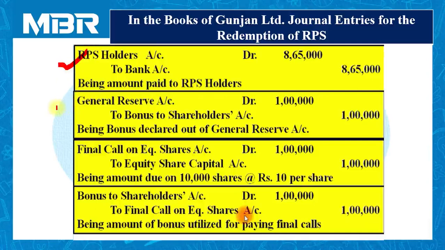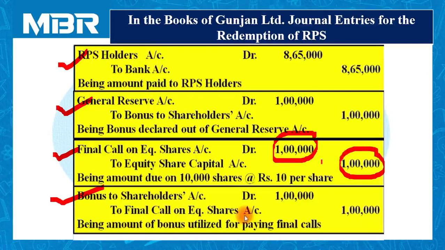We have issued bonus to convert partly paid equity shares into fully paid. And for this particular transaction, we have to pass 3 steps, and for each step we have a separate journal entry. General reserves account debited rupees 1 lakh to bonus to shareholders account 1 lakh. Then we have made a final call on equity shares account debited rupees 1 lakh to equity share capital account 1 lakh. And last, we have adjusted final call against bonus to shareholders.